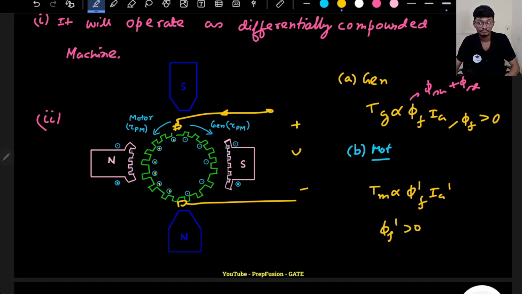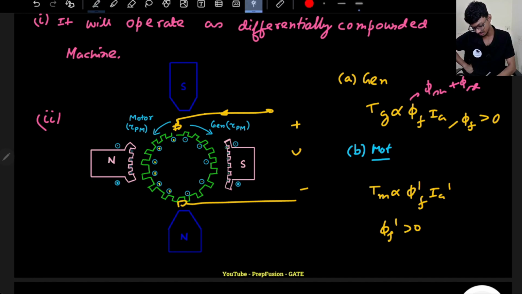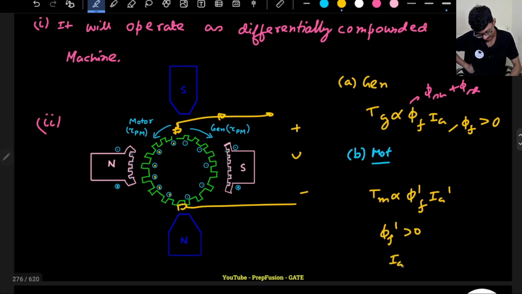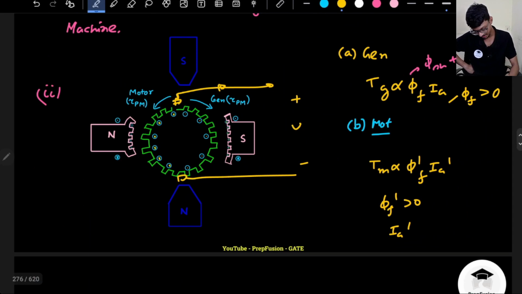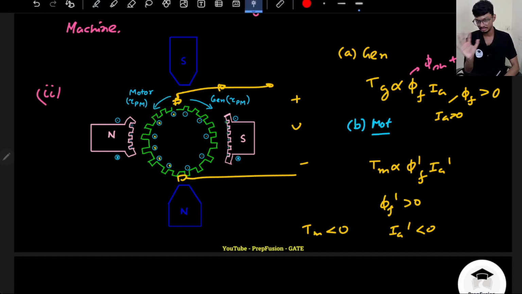Okay. What about Ia? Ia direction has changed, right? Because the current direction, previously it was outgoing from the generator, now it is incoming. So Ia dash is negative, that I have already mentioned here. If Ia is assumed to be positive, then my Ia dash will be negative. That means my torque developed will be negative. That means my motor will be rotating in the left hand side. So all these are fine. So motor will be rotating in the opposite direction. So that is already drawn over here.